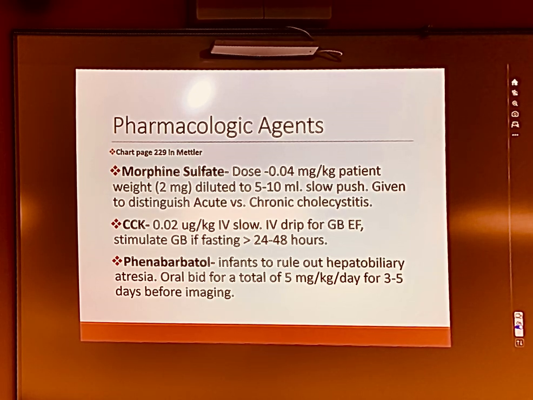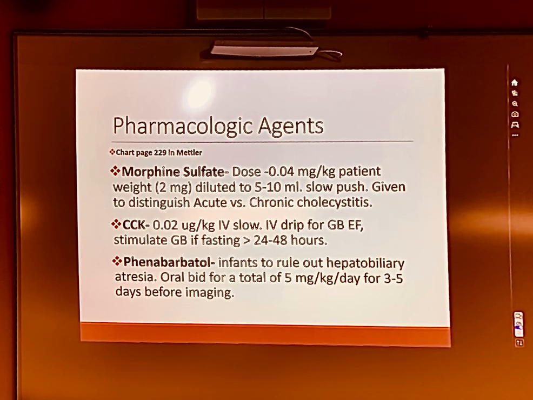So morphine and CCK can both be given to pre-treat when patients are fasting for too long a period of time. Morphine is given to distinguish between acute and chronic cholecystitis, whereas CCK is given to calculate the function of the gallbladder itself.